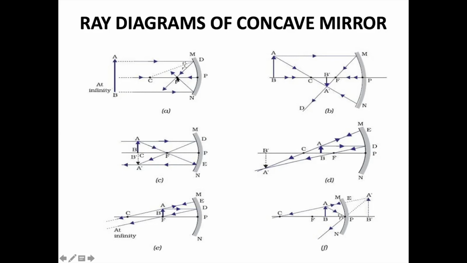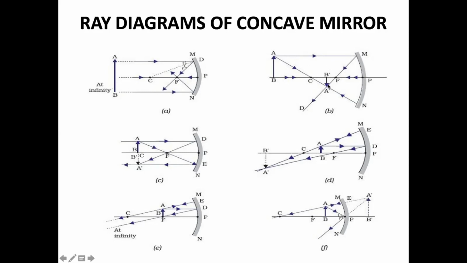So which type of object image is formed? First of all, the rays are meeting. See here and here, they both are meeting. It is a point. So the image is point-like, real, and real images are always inverted. Clear? Here, where is the object placed? Beyond C.